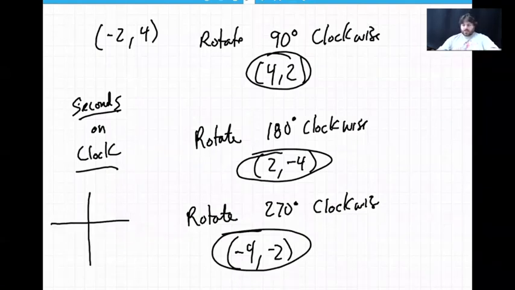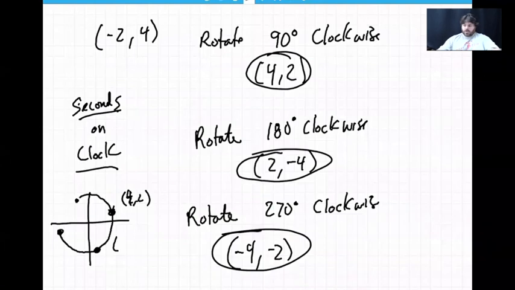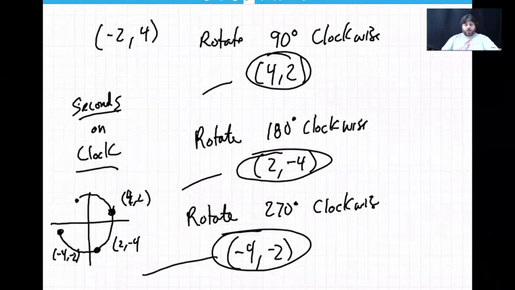I mean, you can really look at this and think about it. (-2, 4) is right here. When I rotate it 90 degrees, I'm over here. When I rotate it 180 degrees, I'm right here. 270, right here. Okay? So you can see how these coordinates work. This is (4, 2). This is (2, -4). And this is (-4, -2). Those points all make sense in this idea. So flip the numbers, switch the second sign when you're rotating 90 degrees clockwise. Seconds on a clock. Okay? Now, what if I want to rotate 90 degrees counterclockwise?